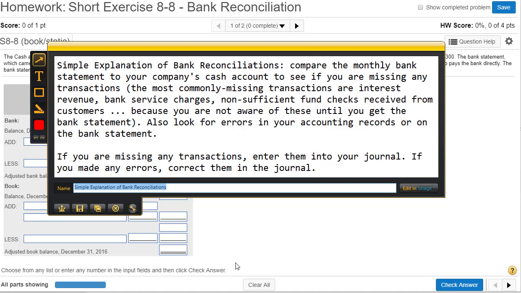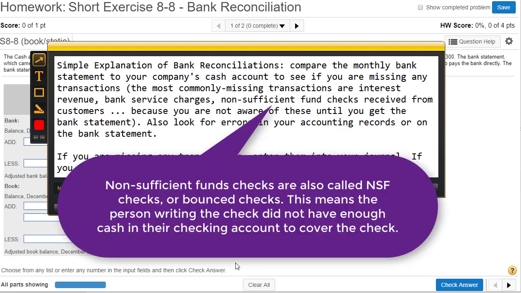The most commonly missing transactions are interest revenue, bank service charges, and non-sufficient fund checks received from customers. That means a bounced check. The customer did not have enough money in their checking account when they wrote us the check. So the bank is now taking that money back from us. That's what an NSF check is.